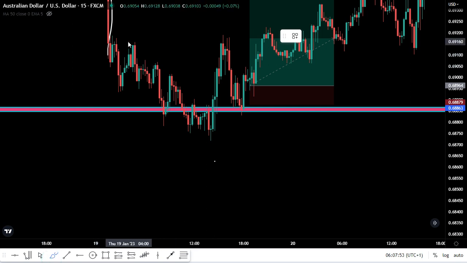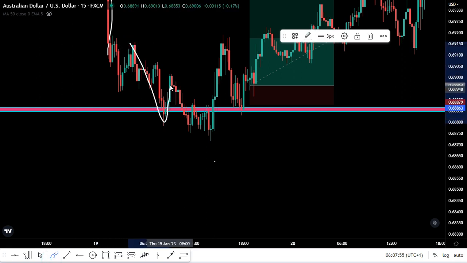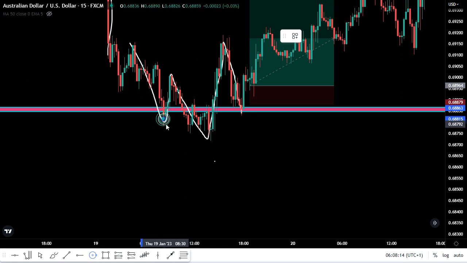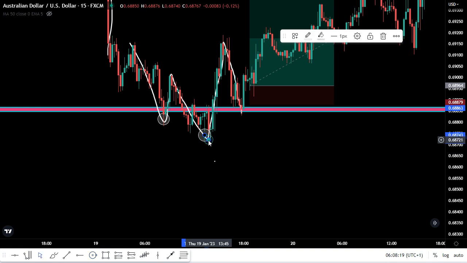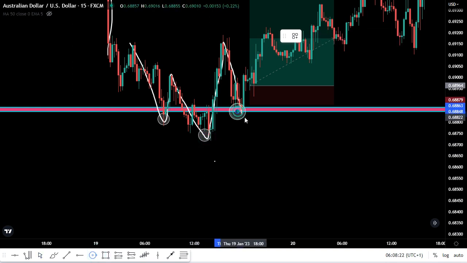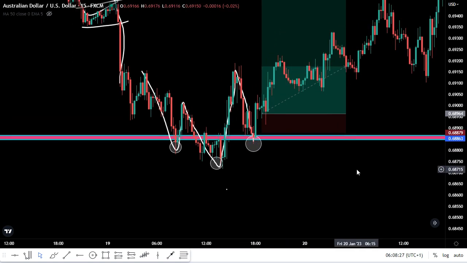If you look, the price pushed down this way, then retraced, created this low, then retraced and gave us this higher low, because now this low is higher than this low. So you have this point one, which you can call the first shoulder, the head, and the second shoulder. So this is an inverse head and shoulders pattern, which is a reversal pattern, guys.